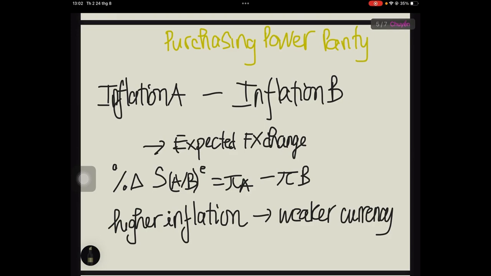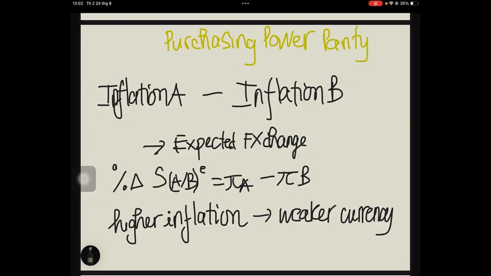Now we move from interest rate to inflation. This brings us to purchasing power parity, or PPP. The intuition starts with the very simple idea that currency ultimately buys goods and services. If prices rise much faster in one country than another, the purchasing power of that country's currency is falling faster. Over time, the exchange rate should adjust to reflect that difference. Imagine two countries selling essentially the same basket of goods, country A experienced 8% inflation and country B experienced 2%.